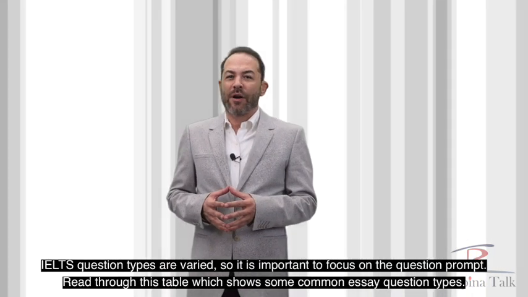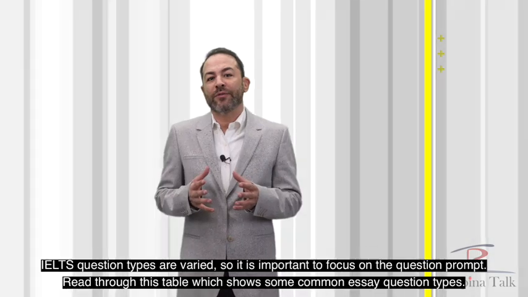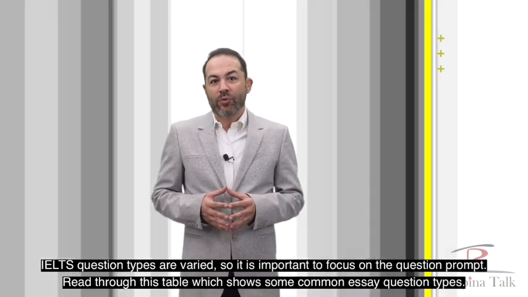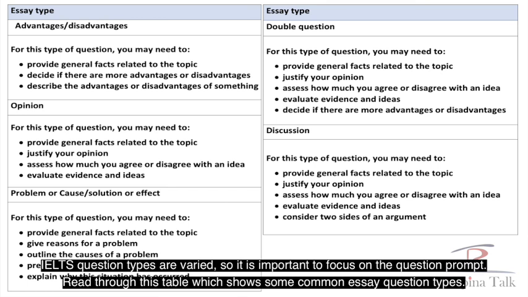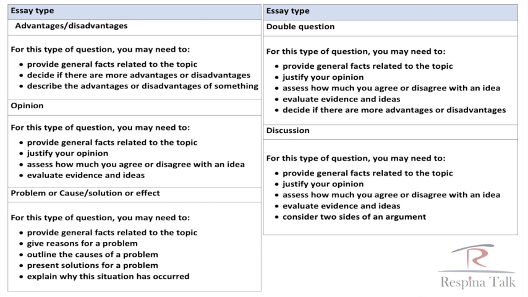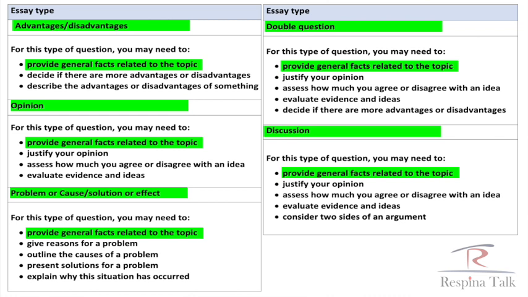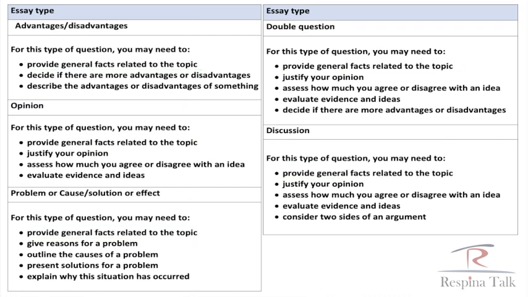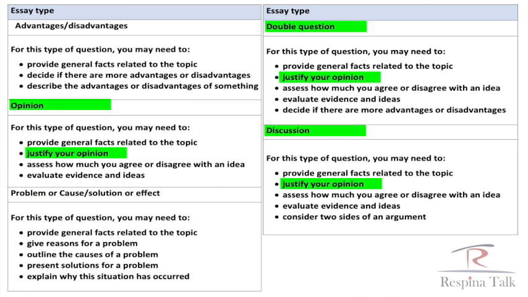IELTS question types are varied, so it is important to focus on the question prompt. Read through this table, which shows some common essay question types. In your essay, you may need to provide general facts related to the topic, give reasons for a problem, outline the causes of a problem, present solutions for a problem, or justify your opinion or reasons for your opinion.